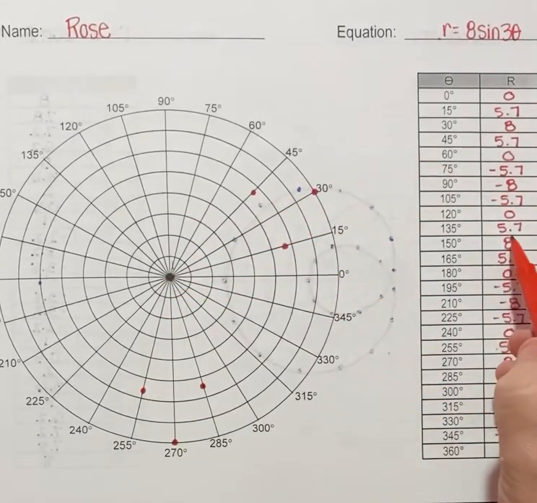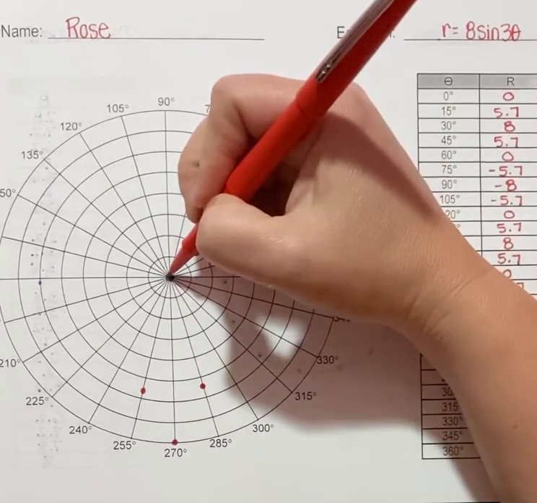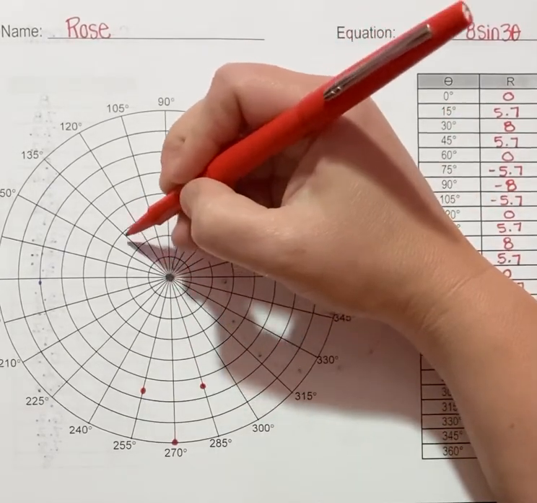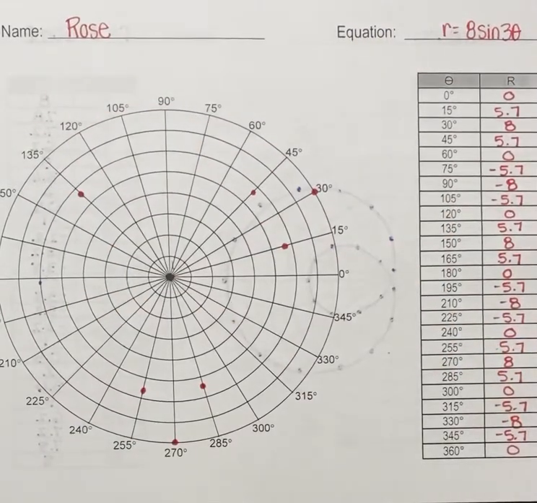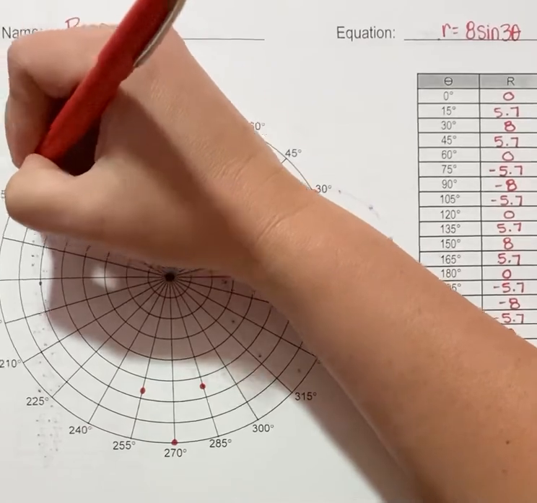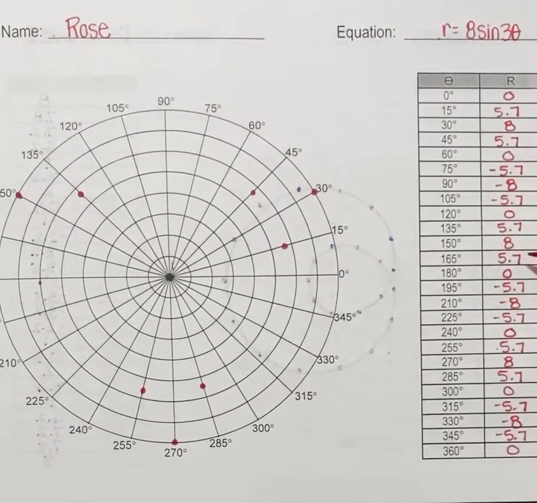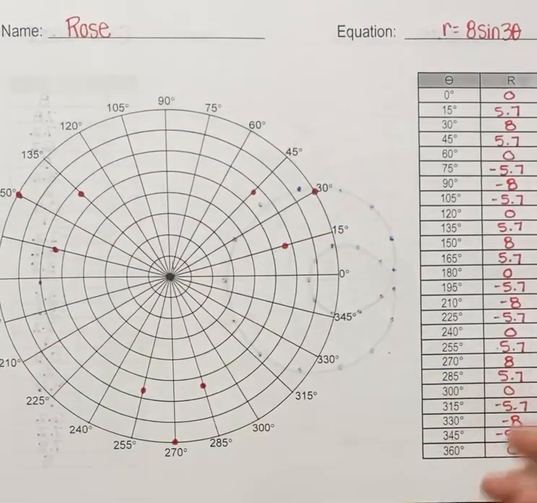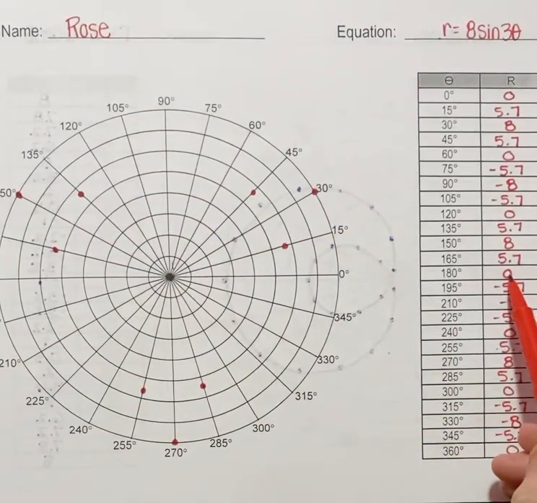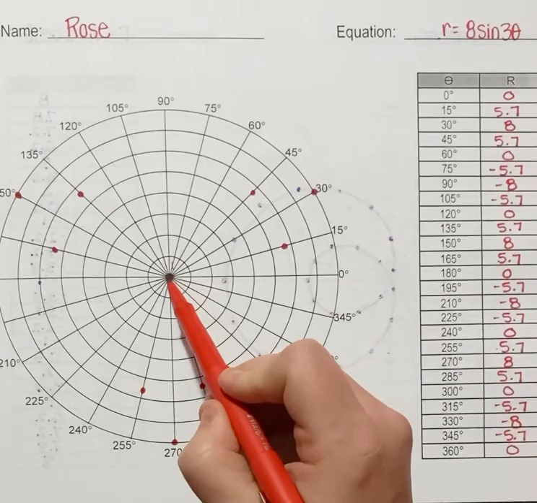Now let's get that other petal. At 135 degrees, I'm at 5.7. So at 135, I can just go out there and I can stay. At 150, I'm out at 8. And at 165, I'm at 5.7. All right, now, let's look at 180. At 180, I'm back to 0. So it attaches right here.